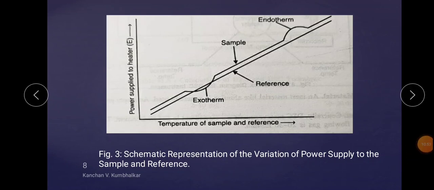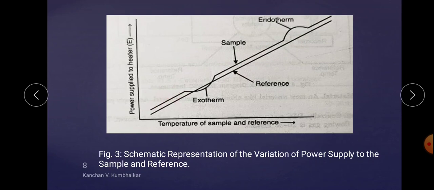This is figure number 3, a schematic representation of variation of power supply to the sample and reference. Now in this case, three types of things are observed. First one is the endotherm, second one is the exotherm, and third one is the simple plateau line. There is no curve or bulge present in that line.